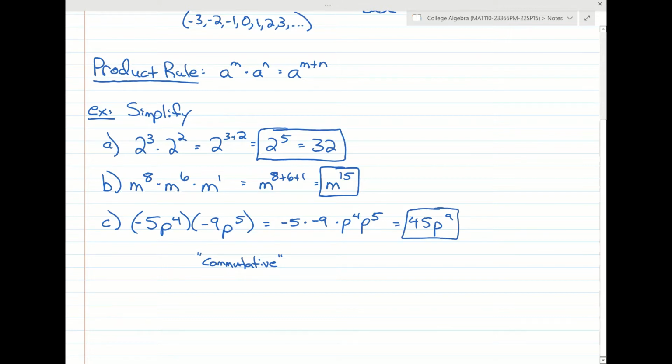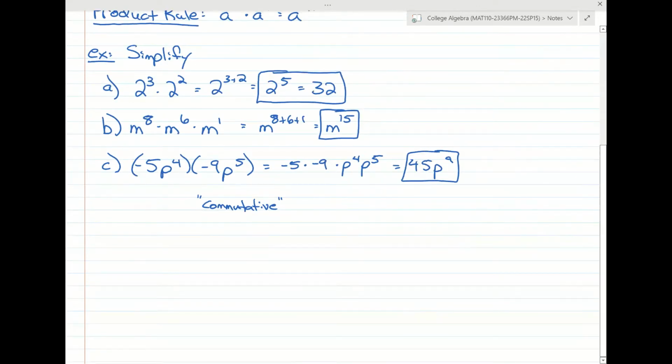If you could also do that without rearranging, that's great, but we do have that extra property to make things a little bit easier for us.